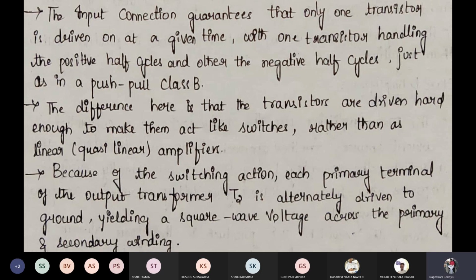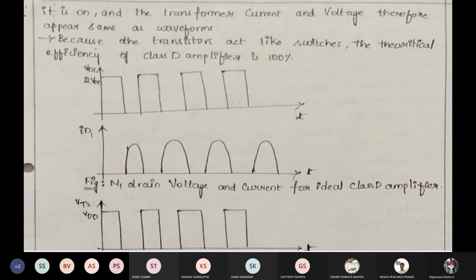So you can observe from the graphs of the class D amplifiers. It looks like a square wave voltage. You can observe there are two transistors. Input primary winding is VDD, the supply voltage, and the output is the drain current. So you are getting the output as only one cycle of the sinusoidal signal. Input is VDD.